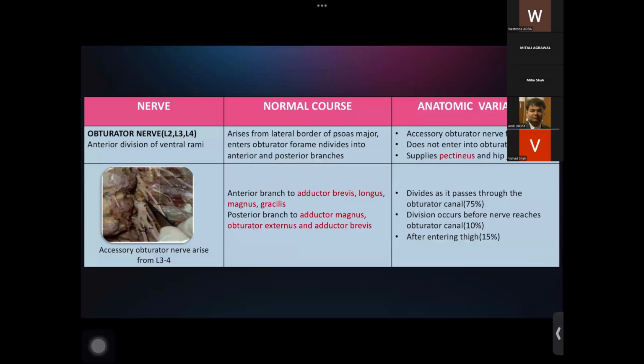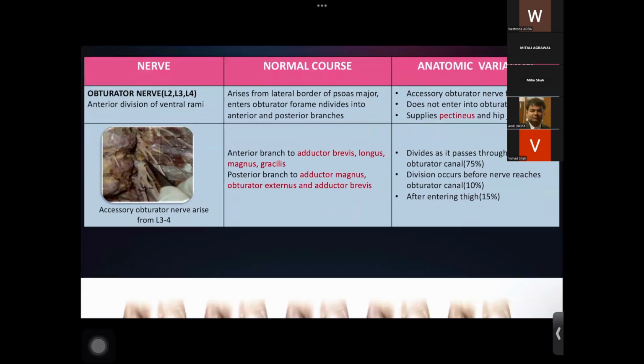Usually it arises from L3 and L4. Anterior branch supplies knee joint, posterior branch supplies knee joint, anterior branch supplies the hip joint.